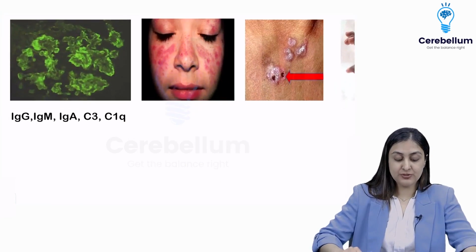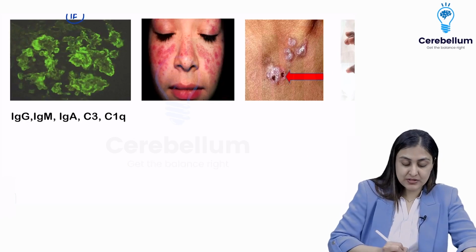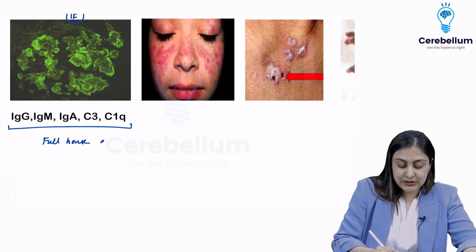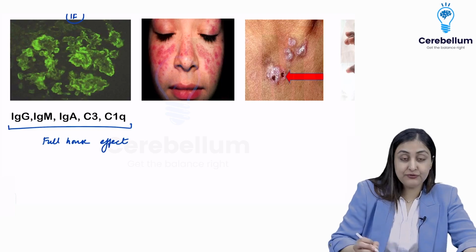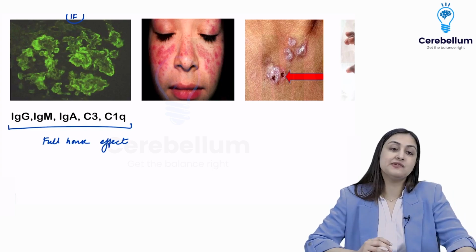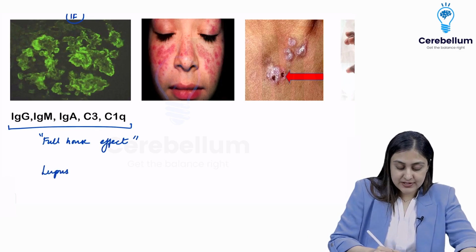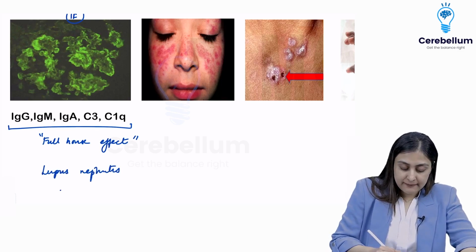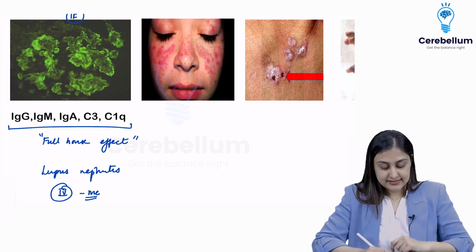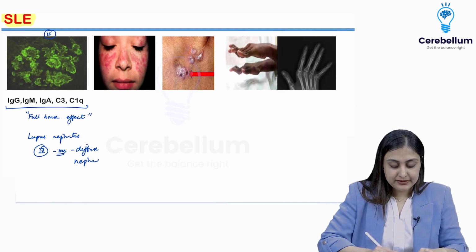So let's just finish off lupus nephritis. The most important feature here in immunofluorescence in lupus nephritis is what is known as the full house effect. This is the only disease which is going to show you deposition of all of these: IgG, IgM, IgA, C3 and C1q. So this is what is known as a full house effect in lupus nephritis. Remember that it's the type 4 which is the most common type. Alright, and this is the diffuse nephritis. This type is known as diffuse nephritis.